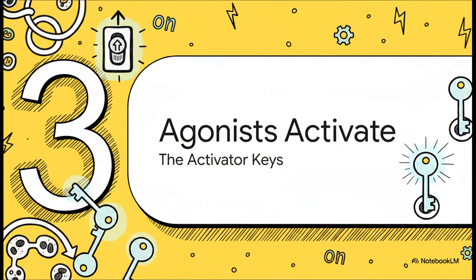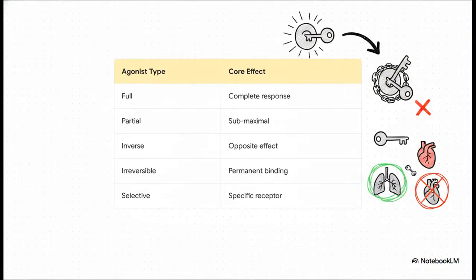Section 3. How agonists activate cells. Let's talk about these activator keys. The drugs that actually turn these systems on, we call those agonists. But not all activator keys are built the same. We're going to look at partial and inverse agonists in just a second, but take a quick look at the others first. Full agonists. They give you a complete 100% full throttle response. Irreversible agonists are exactly what they sound like. They bind permanently. Once they're in, they are not leaving, regardless of what other drugs are floating around.